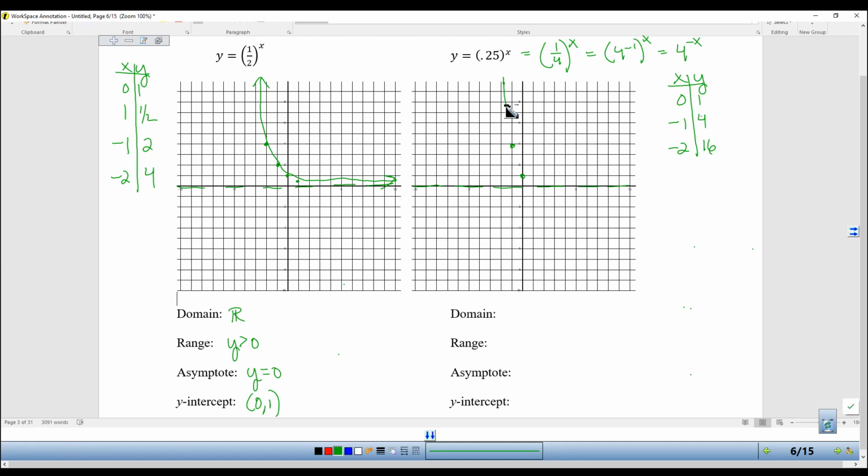And what is my point with this domain, range, asymptote? I'm trying to keep showing you that these graphs all have similar features. The domain can be anything. You can plug in any number you want for x, but the range is always going to come out to be greater than 0. My asymptote is y equals 0, and my y-intercept is (0, 1).